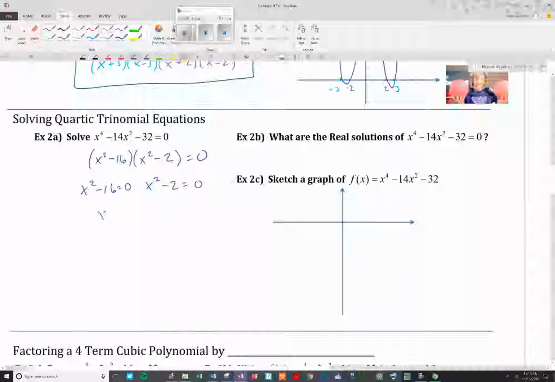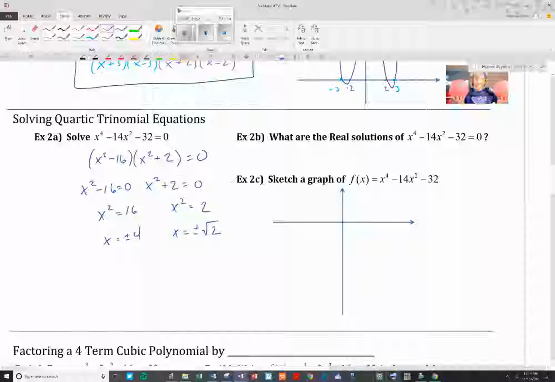I will take an extra step to show that. I'm going to add 16 over. I'm going to take the square root. And this one, I'm going to add that 2 over. Take the square root. We're going to leave this exact. I don't know what the square root of 2 is, so I'm going to leave it as the square root of 2.